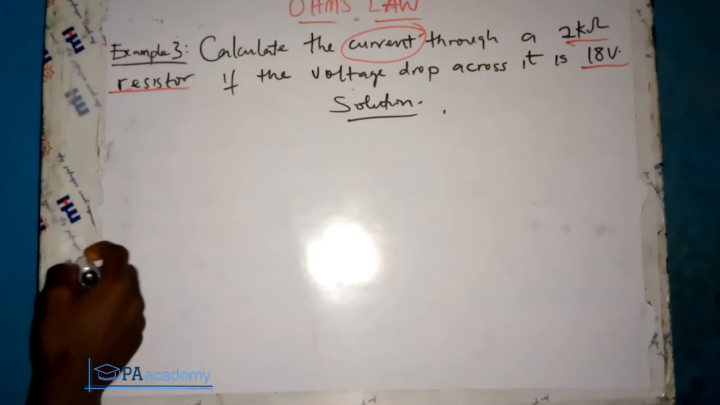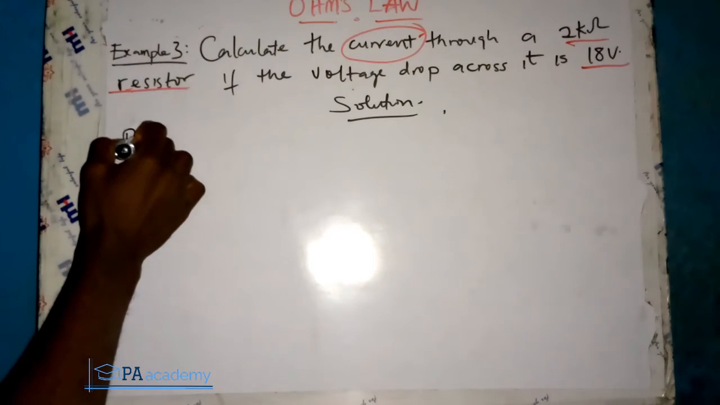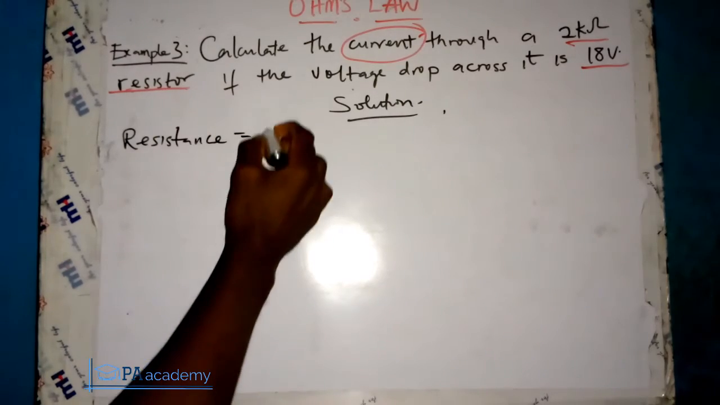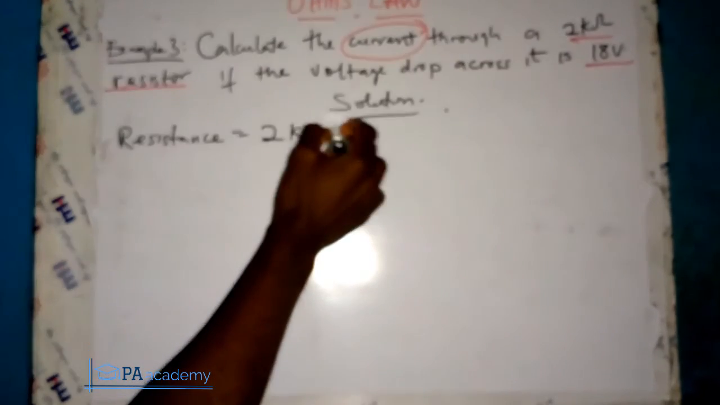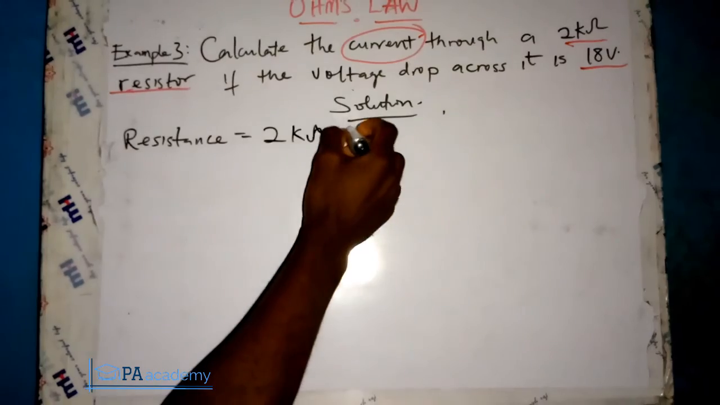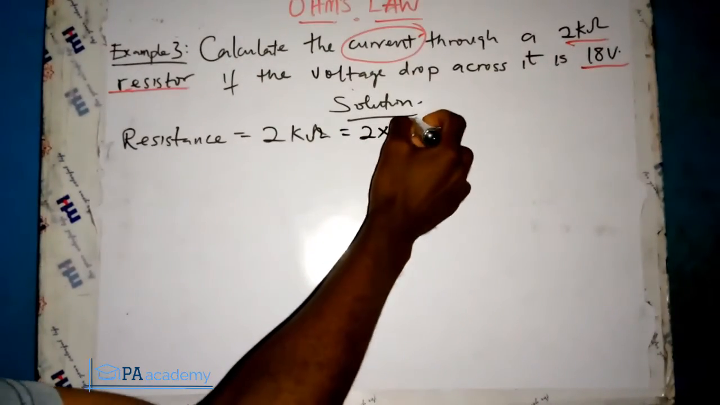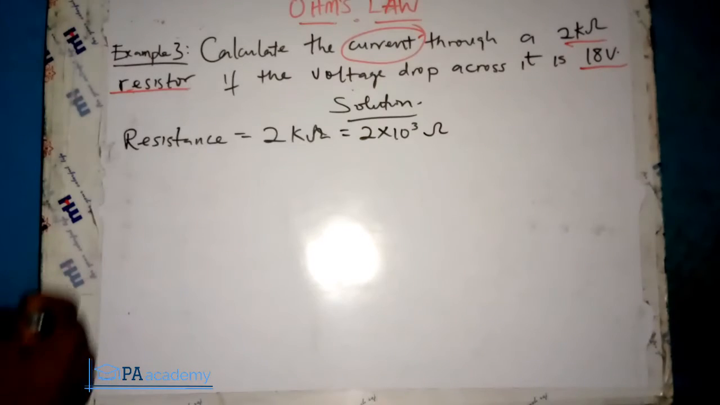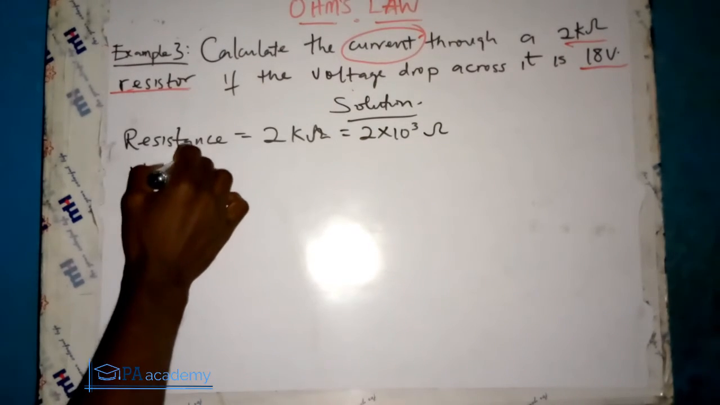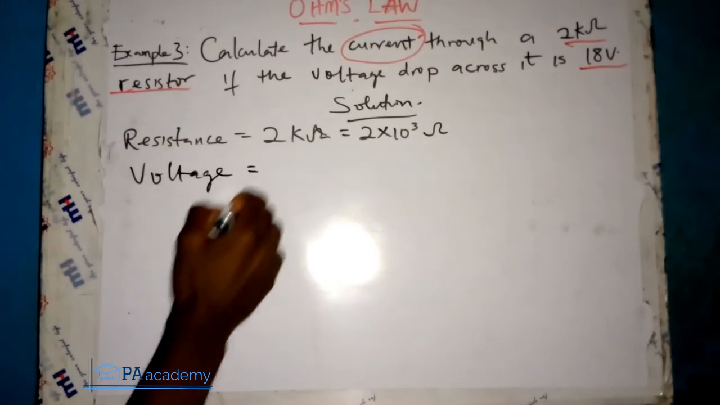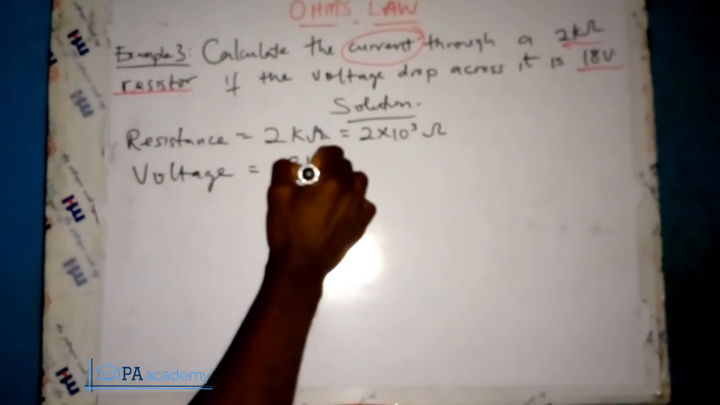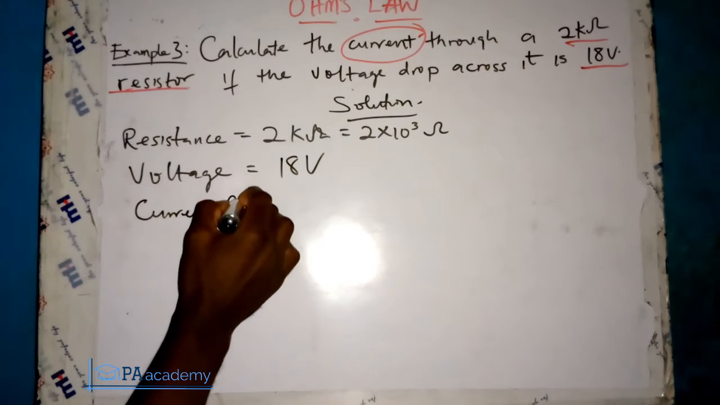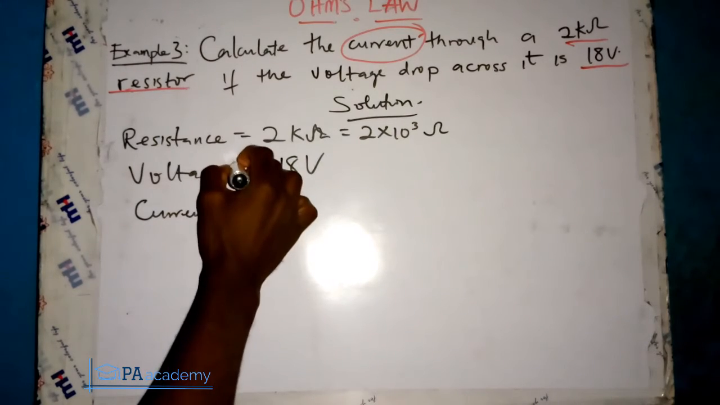So let's write out those things. The resistance is 2 kilo ohm, which is 2 times 10 raised to the power 3 ohms. Then we are given the voltage. Our voltage is 18 volts. So we are looking for the current.